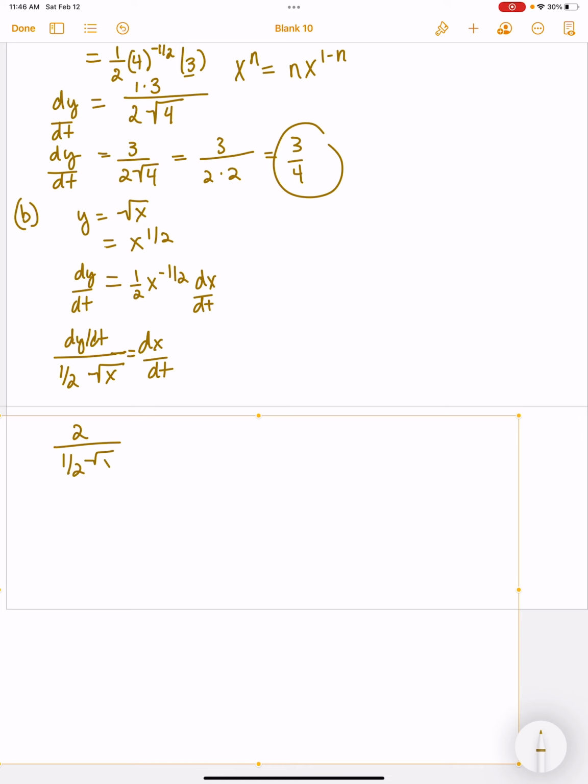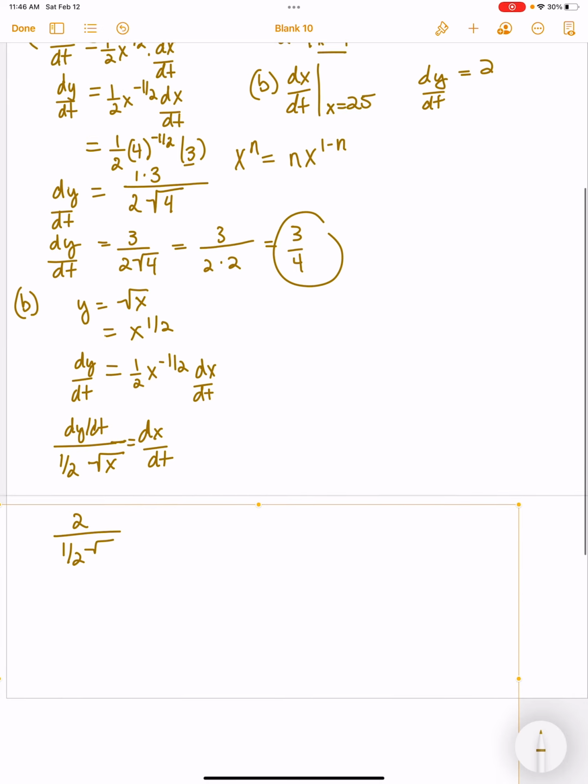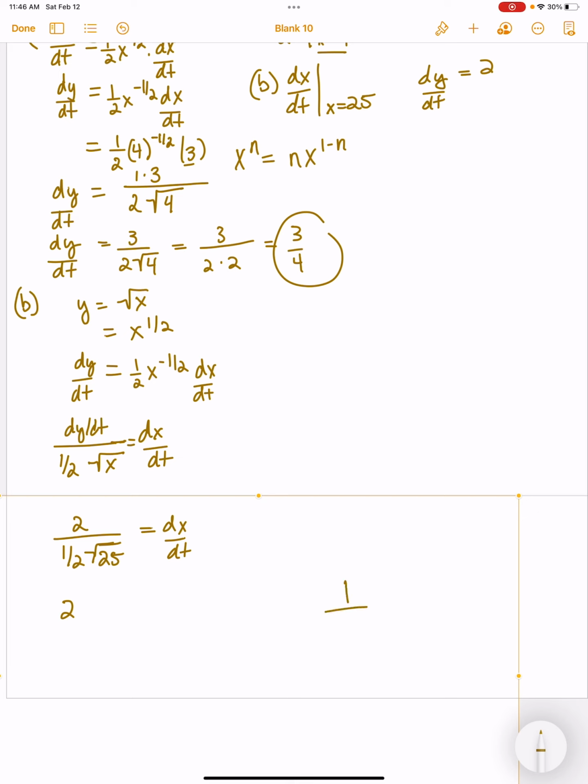over 1/2 square root of x, and x is 25 here, equals dx/dt. Okay, now we can solve for this without using a calculator, or you could use a calculator, but remember, when you're dividing by something, that's the same as multiplying by its reciprocal. So what this looks like is 1 over 2 square root of 25, because this 1 is in the numerator. So what you can do is flip it. The reciprocal is just flipping it.